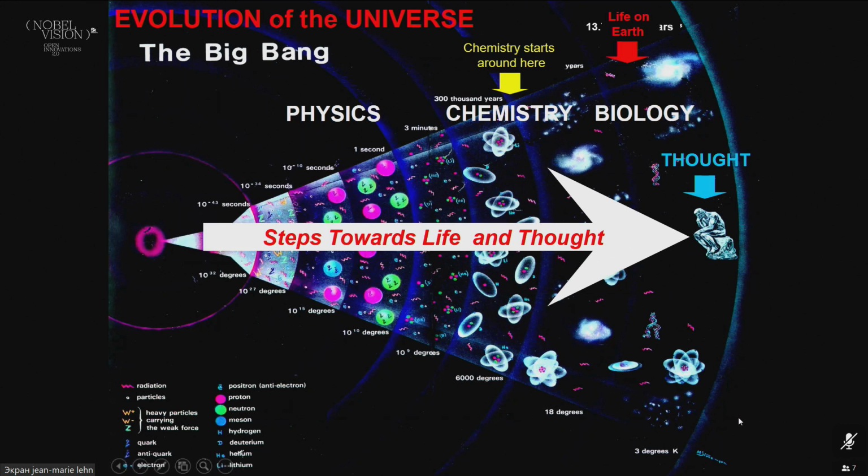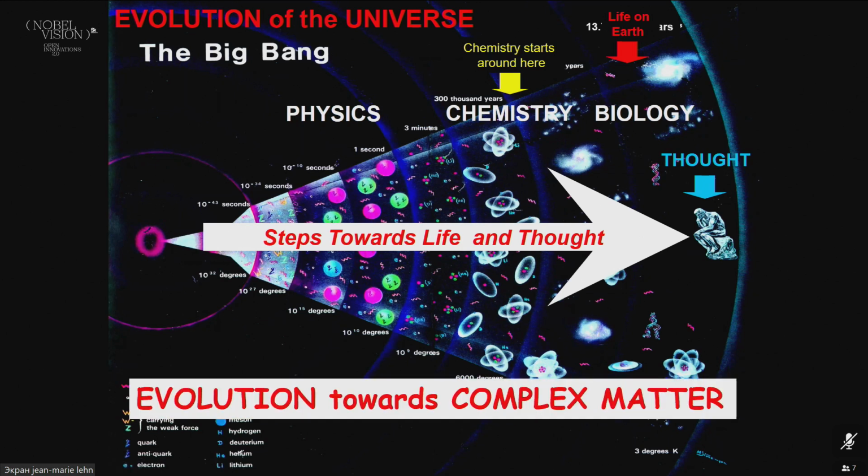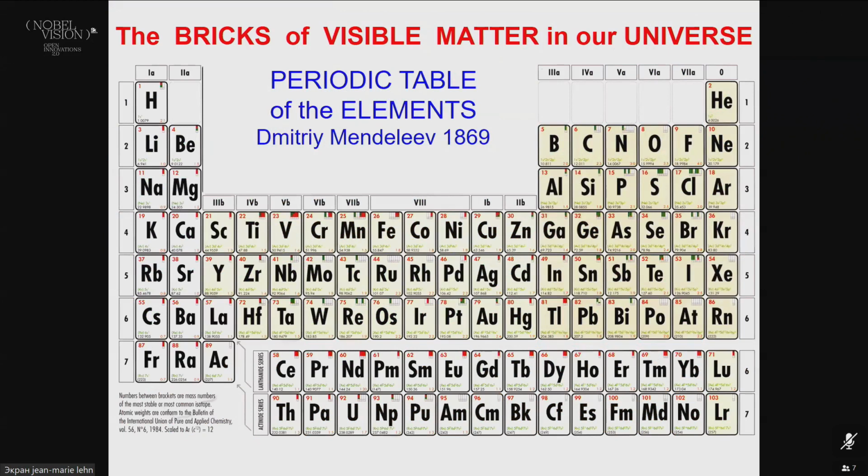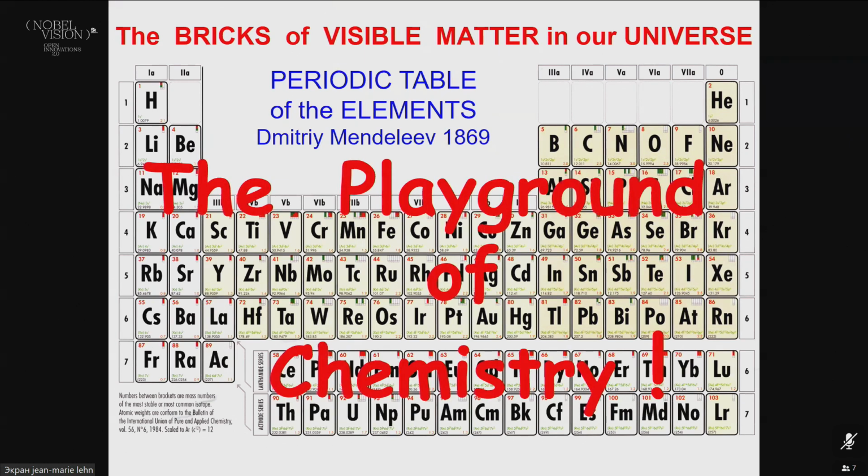Of course, evolution of the universe will not stop at this stage. It will continue, and there will be new properties appearing. Now, this evolution towards complex matter leads to the fact that in our universe, the bricks of visible matter are those contained in the periodic table, which was initially proposed by Dmitri Mendeleev in 1869. This table tells us what the bricks of visible matter in our universe are. That means all objects, all entities, part of visible matter will be built up with these bricks, these elements, and this is the playground of chemistry.